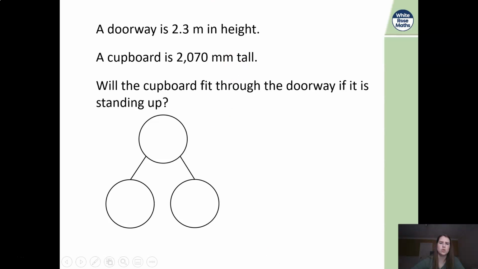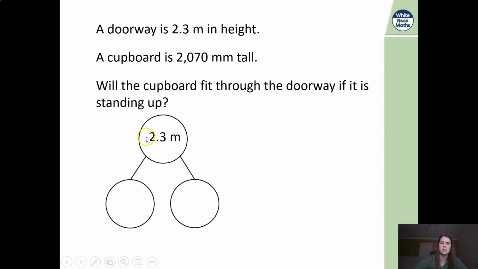We know the doorway is 2.3 metres. We know the cupboard is 2,070 millimetres. Now, already I can see I've got two different units of measurement here. We know when we do this with fractions, with percentages, with decimals, that the best way to work out an answer is to make sure the units of measurement are the same. So we're going to have to do some conversions here. So let's convert it so that millimetres is down into metres. Okay, that's probably going to be the easiest one to do.